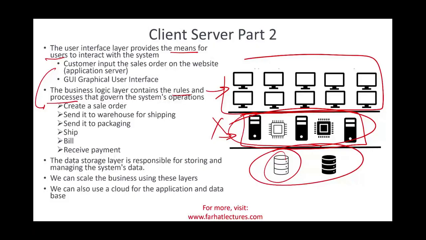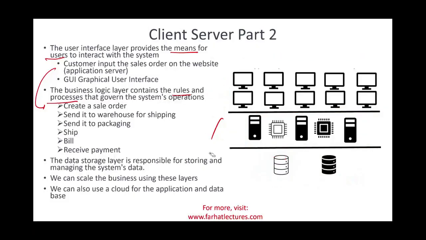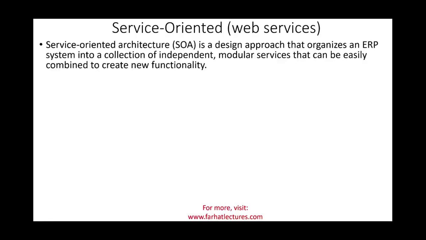So this is the client server part 1 and part 2, which is client server. And once you understand what a client server is, what it looks like for an ERP, you have a good idea about the traditional ERP system. When we say traditional, it's not that old, but now what we have is service-oriented ERP, which is basically mostly web-based services. The service-oriented architecture, or SOA, is a design approach that organizes an ERP into a collection of independent modular services.